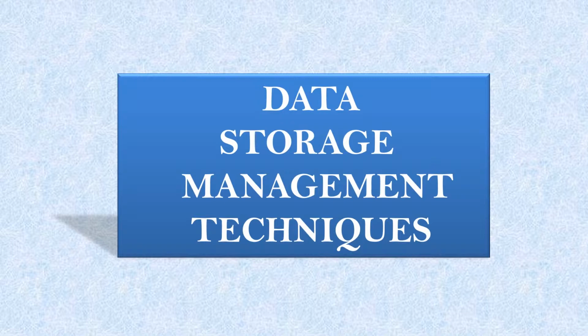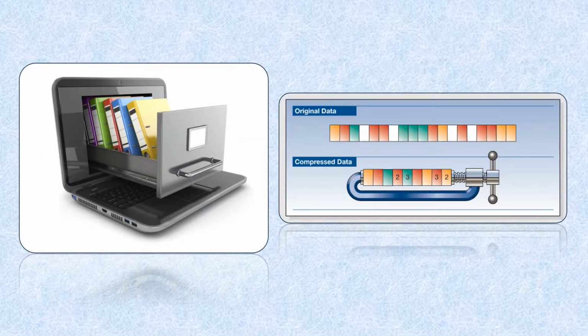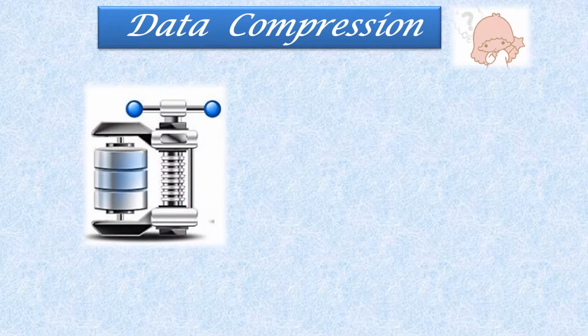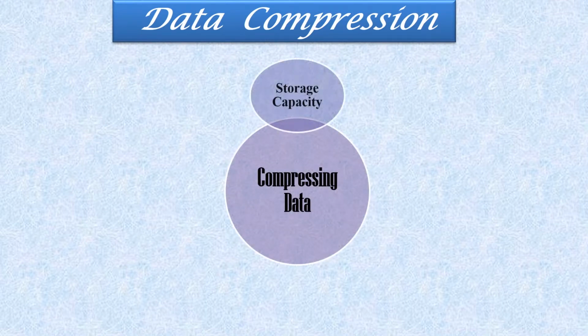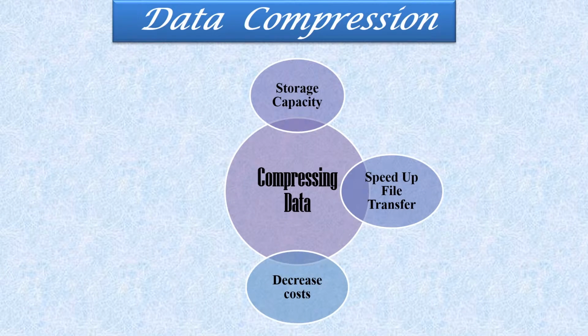As we learned about the storage of data in the previous video, here you will learn about the techniques of how data can be managed and compressed for longer use. First, you will be discussing what data compression is. Data compression is a reduction in the number of bits needed to represent data. Compressing data can save storage capacity, speed up file transfer, and decrease costs for storage hardware and network bandwidth.